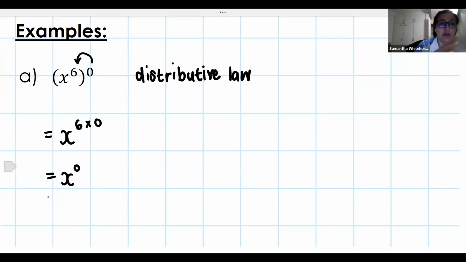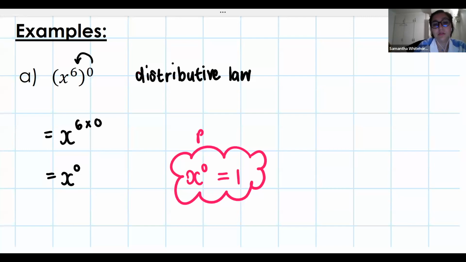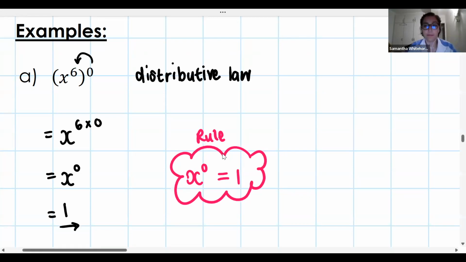And so because we know from our definition that any value to the power of 0 is 1, that's our rule, we now know that this value simplified is 1. All right, so even though we applied law 3, or the distributive law, we are still applying what we know about an exponent of 0. Because we had x to the power of 0, we have got a value of 1.